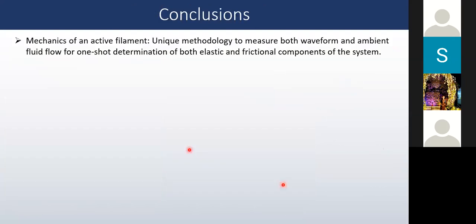Now, to summarize what I have shown you: to understand the mechanics of an active filament, you need to measure both waveform and the ambient fluid flow that is caused due to its motion for one-shot determination of both elastic and frictional components of the system. So whenever you want to describe any active filament, be it biological, be it synthetic, measure both and compare. Are they of comparable orders? And then move with the equation of motion.